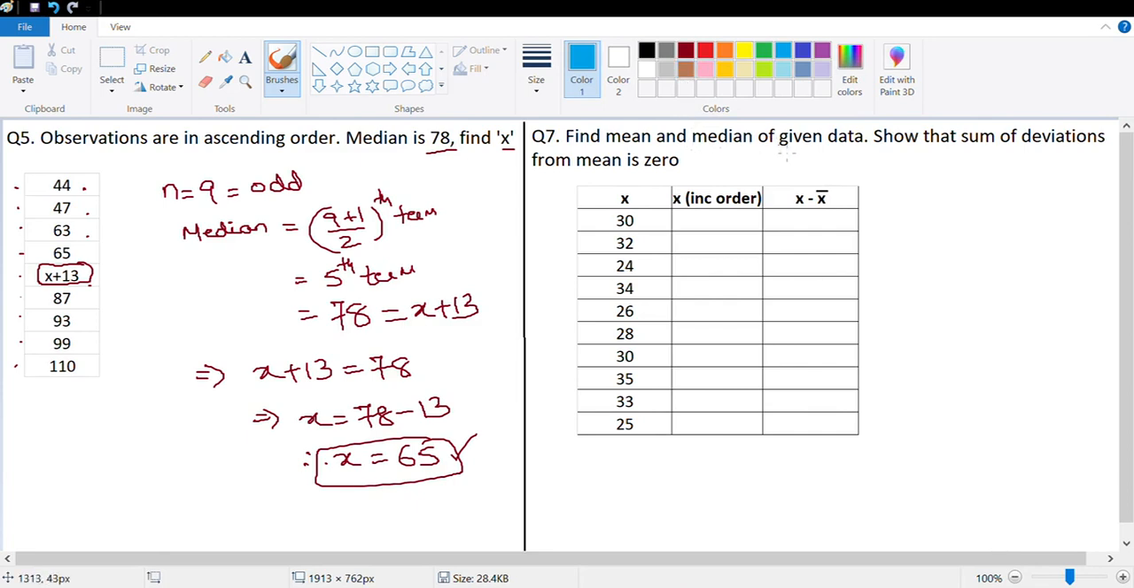find mean and median of given data. Show that the sum of deviations from mean is 0. Let's calculate median first. It'll be easier. We just have to arrange it in ascending order.